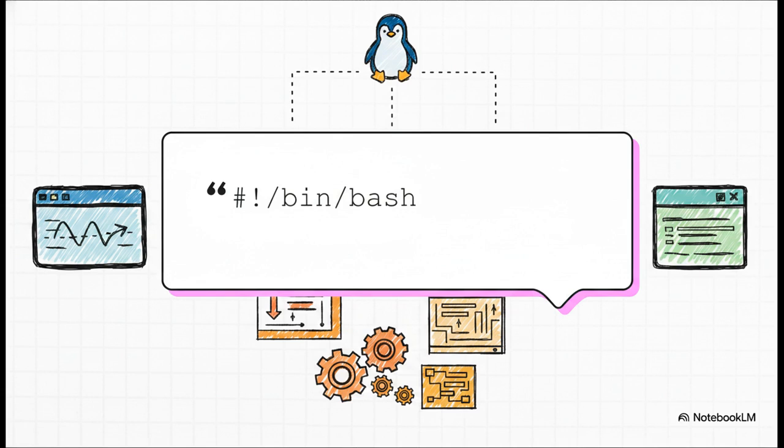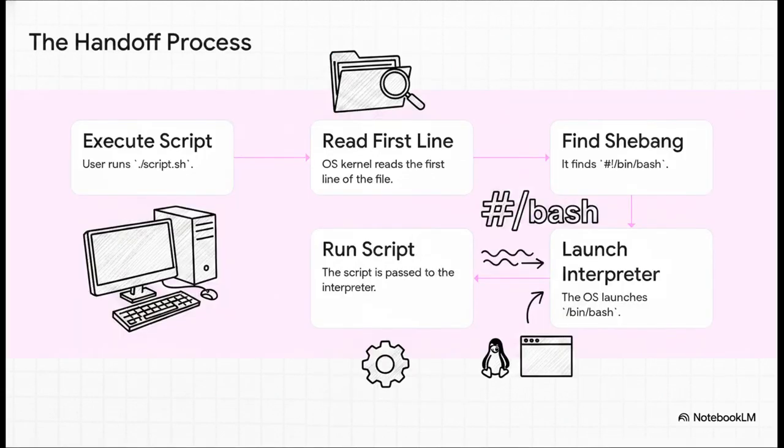No ambiguity. So what happens under the hood? It's actually super simple. You type ./script.sh, you hit enter, the operating system kernel opens up that file, and it only reads that very first line. It sees the shebang, and it goes, aha, I need to start up /bin/bash. Then it just hands the rest of the script over to that new bash process and says, here, you deal with this. It's a clean, simple, and really powerful handoff.